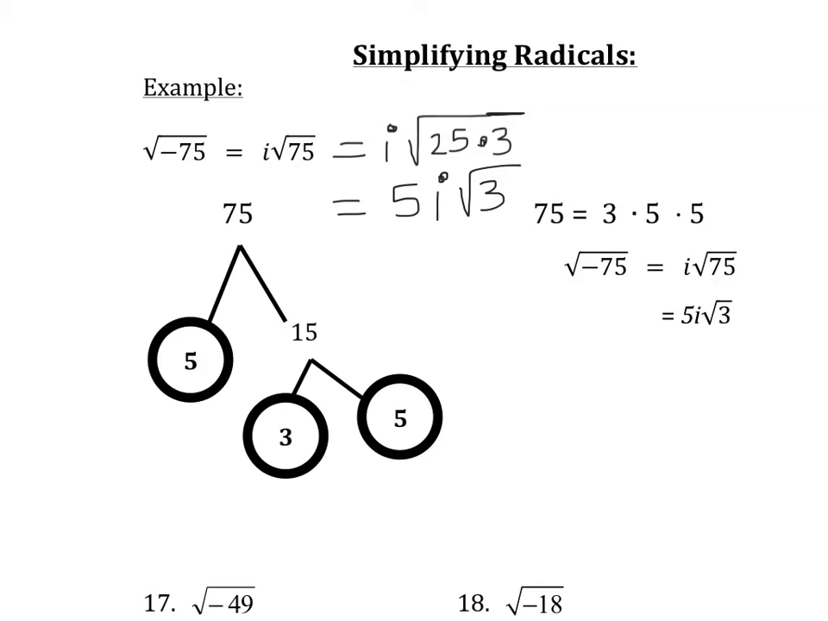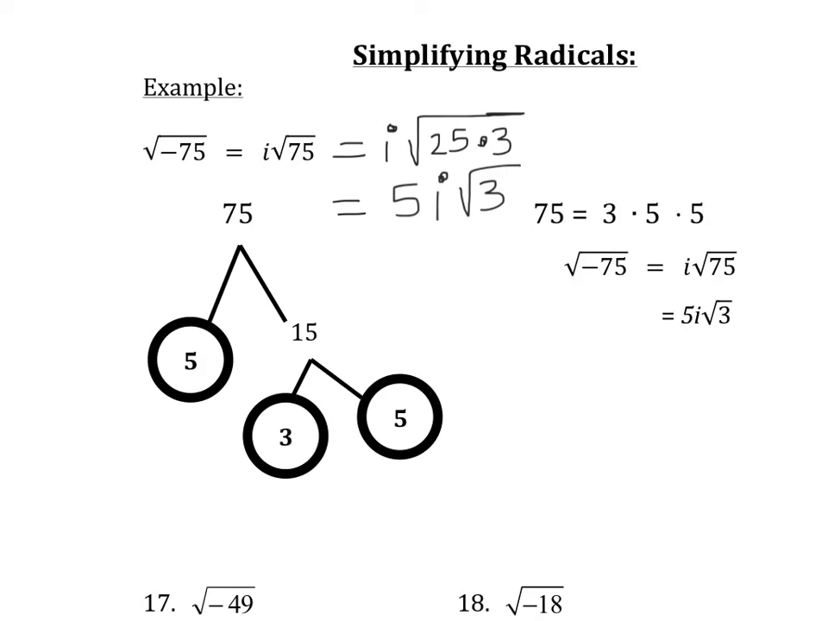This is one way to think about it. So basically try to divide 75 into two numbers where one of them is a perfect square. Square root of 25 is a 5, it goes out of the radical. The 3, however, square root of 3 is not a whole number, so it stays under the radical. This is one way to do it.